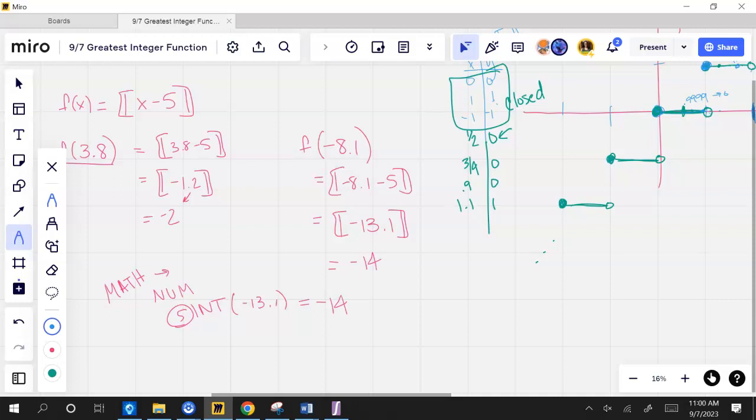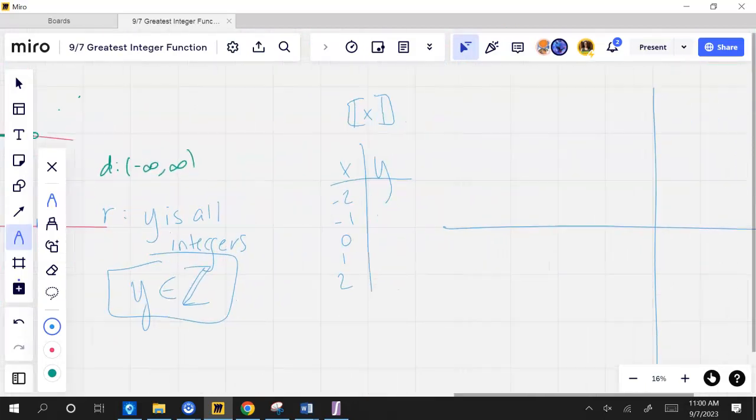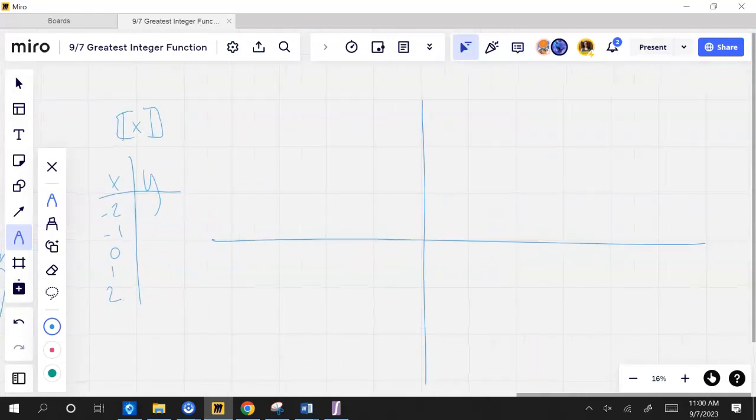We won't do a lot with the graph, but yeah. Give me just a second. Let me finish this now. All right. If we plug in whole numbers here, if you plug in a whole number, you get a whole number back out. So all of these are just going to give me the whole number itself. So plot those points.